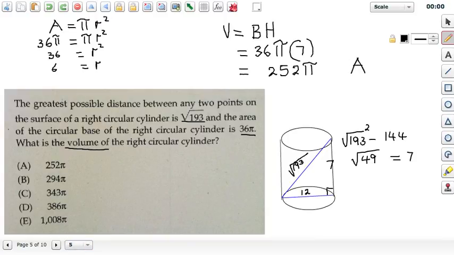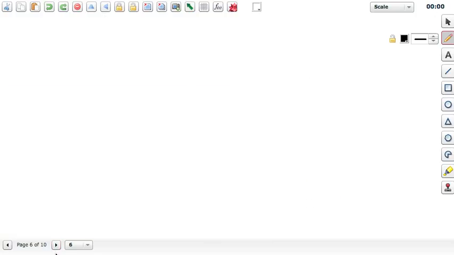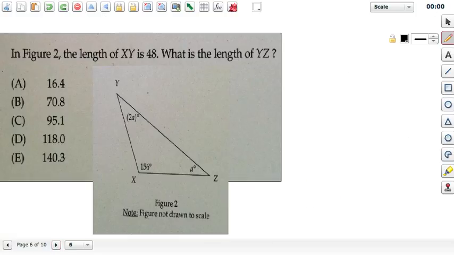Okay, moving on. Again, pause the video and try this on your own. Let's go ahead and read this. In figure 2, the length XY is 48. See, it'll let me write 48 right here. What is the length of YZ?